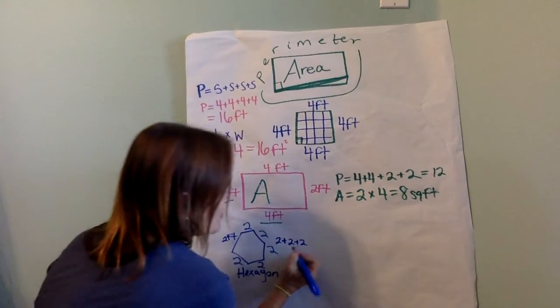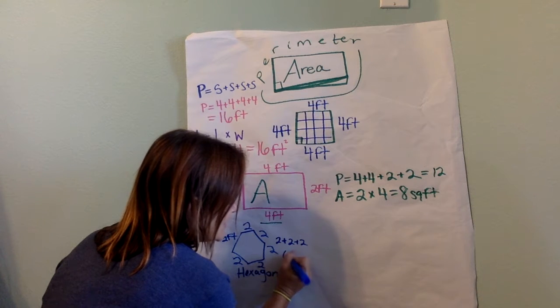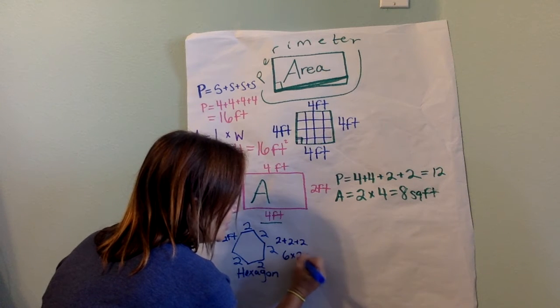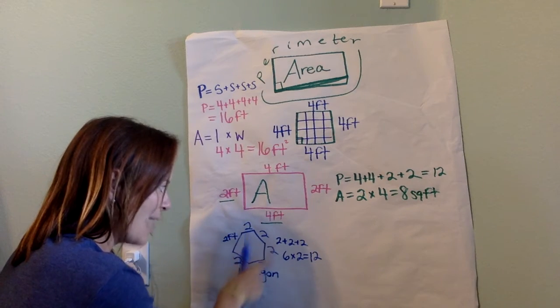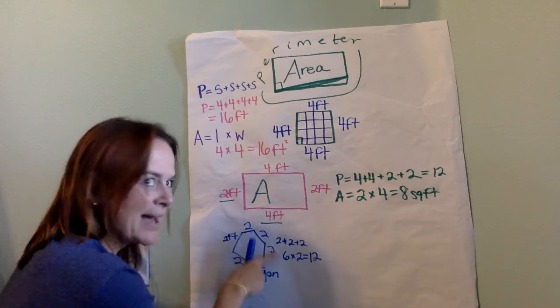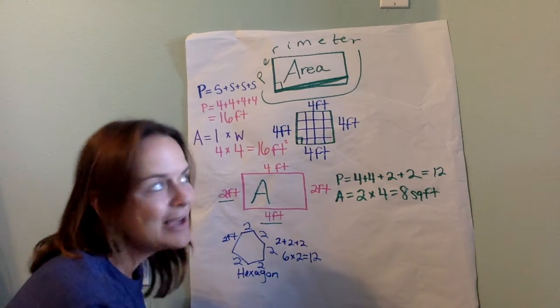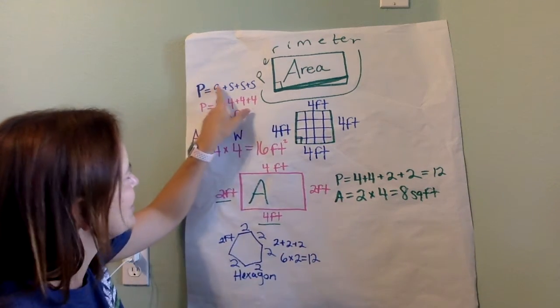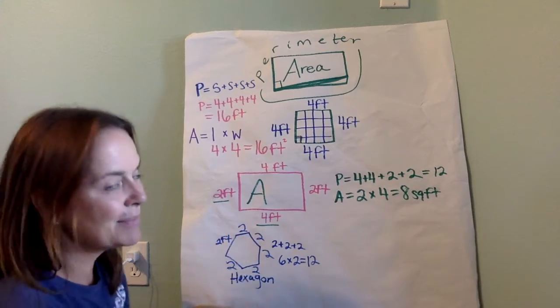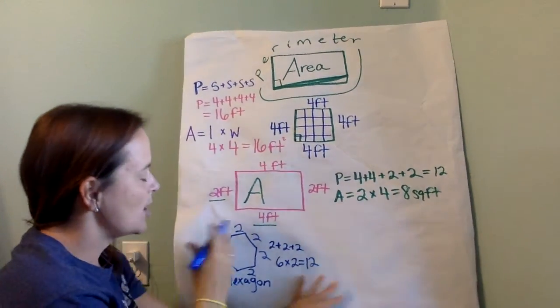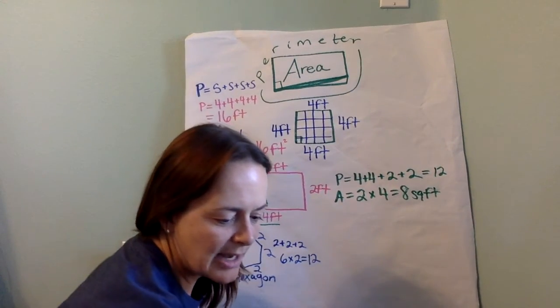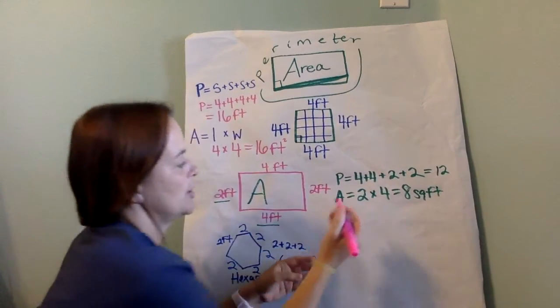I don't want to keep going with my 2's. I could count by 2's, but why don't I just go like this? 6 sides times 2 equals 12. I'm still counting up the outside, but I'm counting my 2's 6 times. So even though perimeter is adding, if you're adding the same number every time, turn it into a multiplication problem, okay? So let me show you what I was talking about comparing area and perimeter.